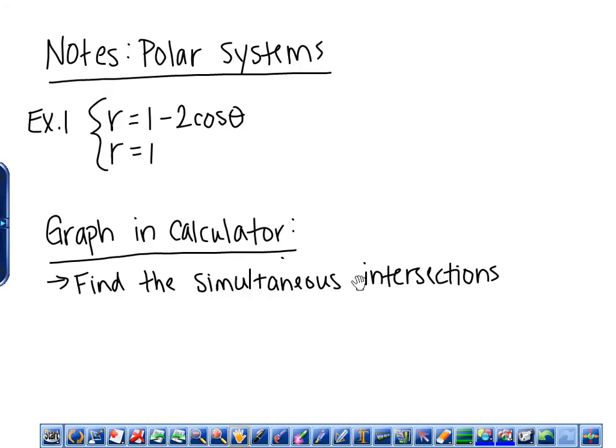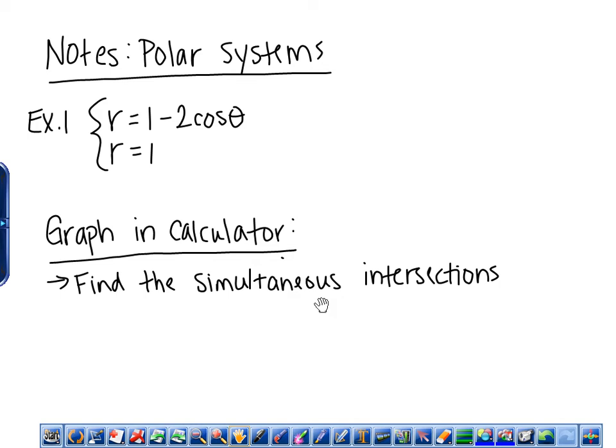Okay, so this is notes on polar systems. The first thing I'm going to do is show you what a polar system is. It's just two polar equations that we're going to find the solutions to. Normally we just look for intersections, but for polar, because order matters, you have to find the simultaneous intersections.